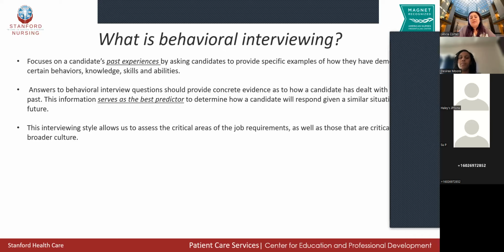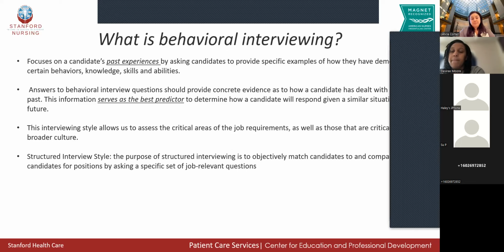This style of interviewing also allows us to assess critical areas of the job, but also critical areas that fit the broader culture of the position. So it's not necessarily focusing on clinical scenarios of how you would respond to a patient who was having chest pain or was positive for a myocardial infarction. We're focusing more on traits of a clinical nurse, how you demonstrate those skills and behaviors, and how you use all of your tools to provide care.